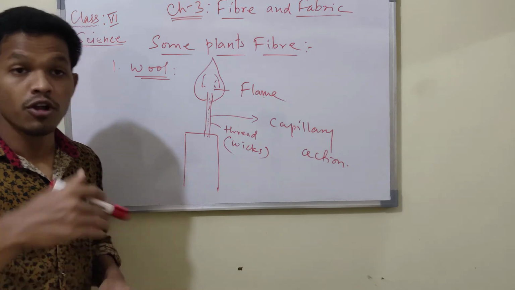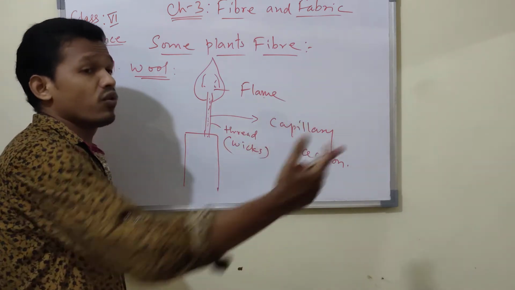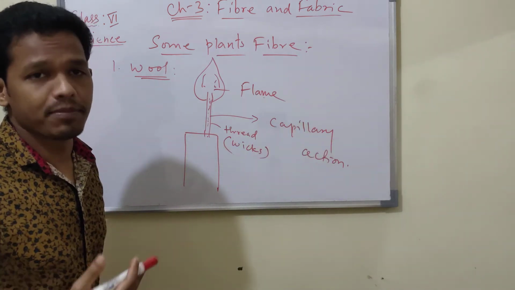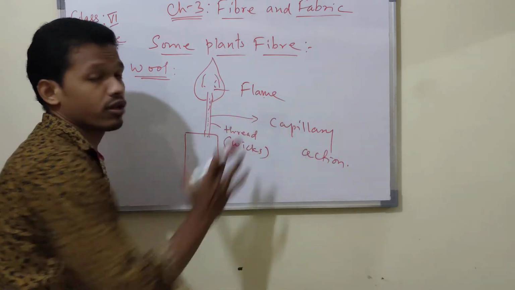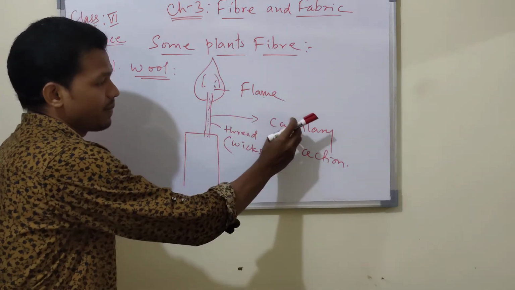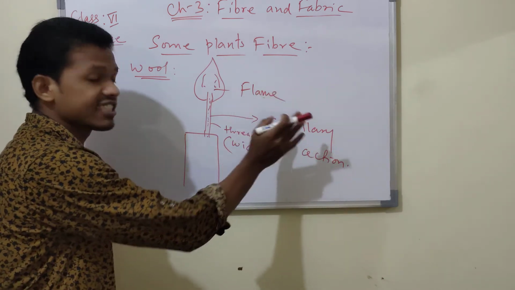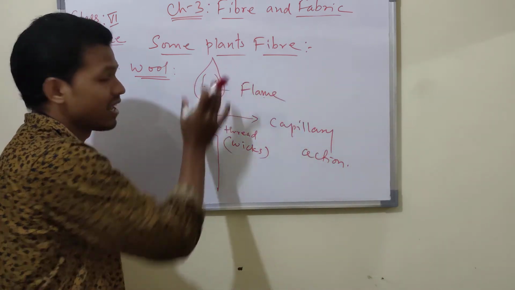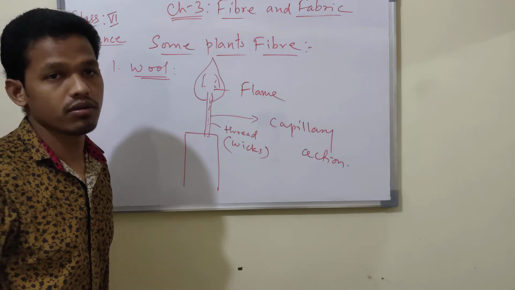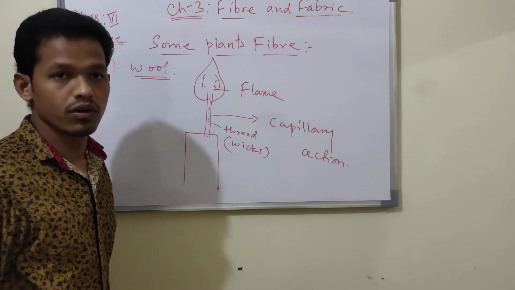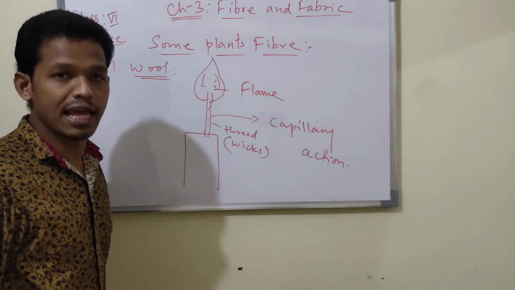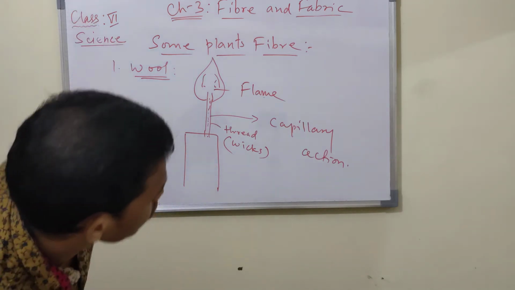Therefore, if you use other materials like silk, what happens? If you start burning, this capillary action will not take place. If capillary action is not taking place, then the flame will stop burning. It will not burn. Therefore, they use wicks in candles and in lamps.